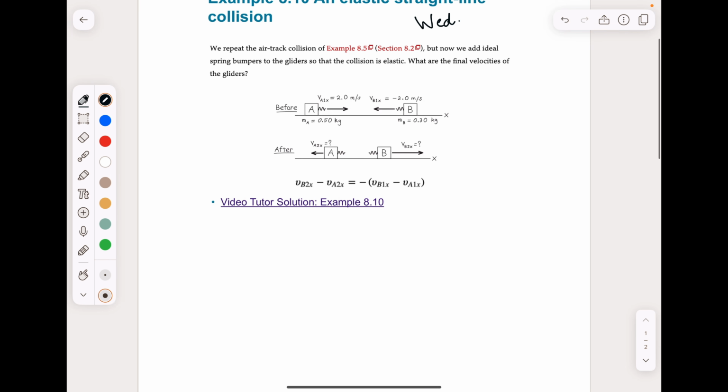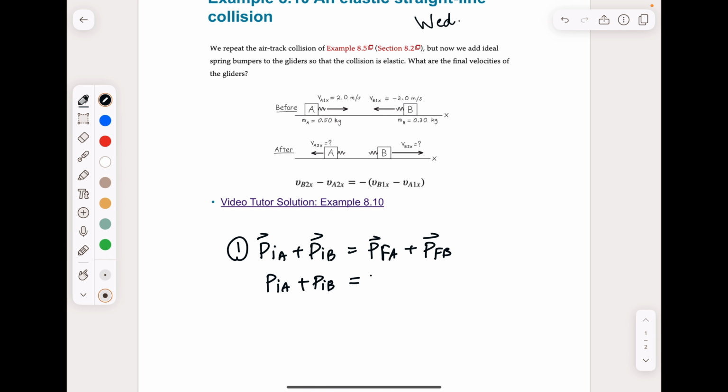So the conservation of momentum definitely applies, right? Initial momentum of A plus initial momentum of B, and these are vectors, equals final momentum of A plus final momentum of B. But since everything is one-dimensional, everything is going to be in the X component, so we can leave it all written without vector notation.